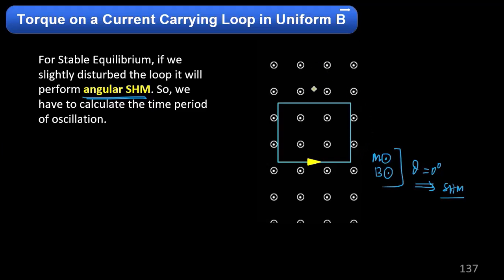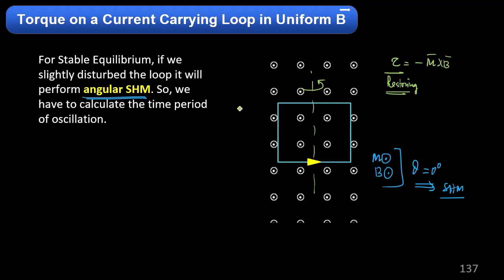So here, if I slightly tilt or rotate this particle or ring, means disturb it, what is the net torque? Net torque is equal to minus m cross b. Why? Because this torque is a restoring torque. Why? Because the stable equilibrium is there.